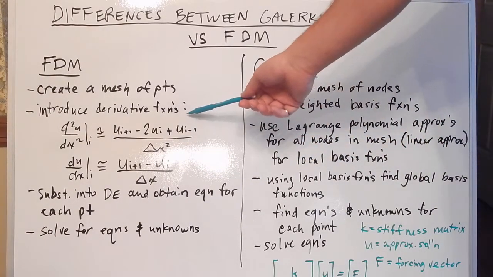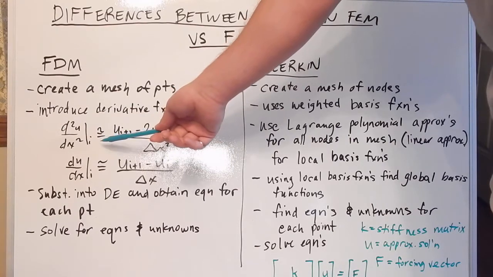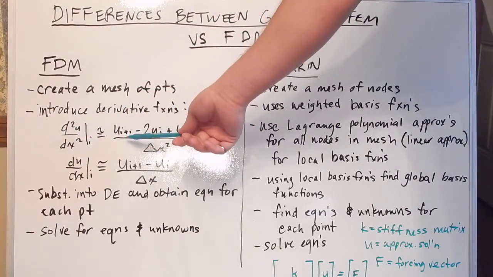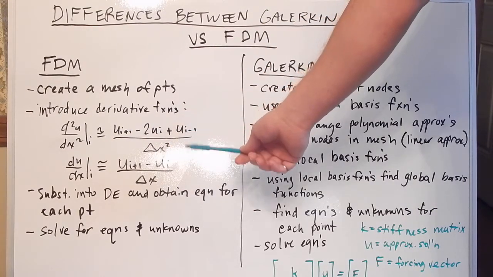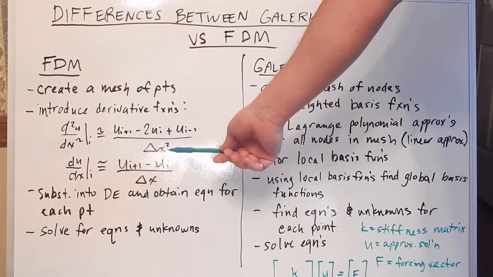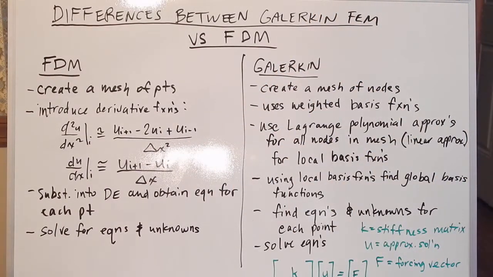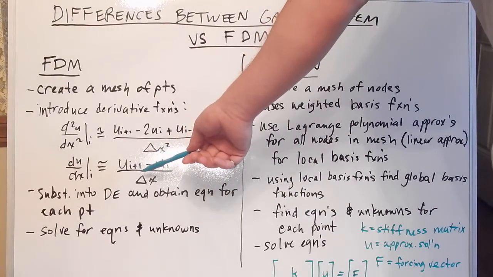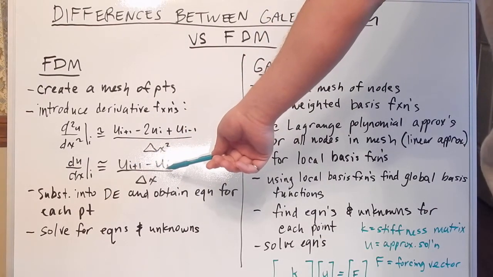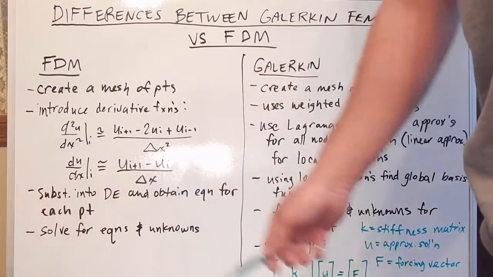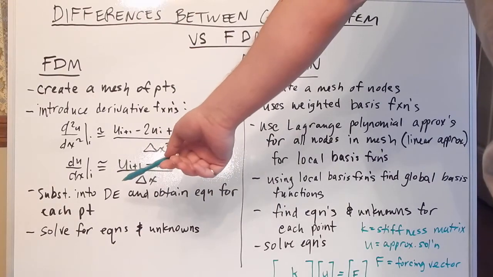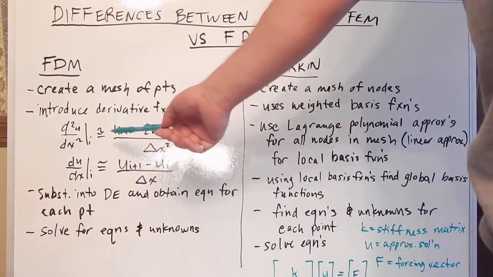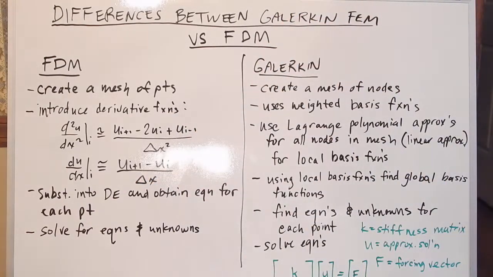For the finite difference method we would introduce derivative functions, like the second derivative function, and we would take the forward term, the current term, and the backwards term over delta x squared. For the first derivative, we have our forward term and our current term over delta x. And we would substitute these equations into our differential equation, and then we would work through the substitution and obtain an equation for each point in the mesh.